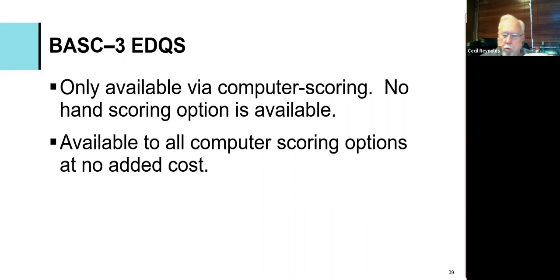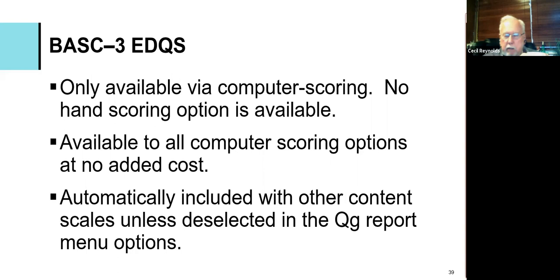It's automatically included with the other content scales unless you deselect it in the Q Global report menu options. So keep in mind that if there are things in the computer scoring report that you don't like, or you don't want other people to see because you don't agree with them being included, or don't think they're reliable or valid or relevant to your practice, you can deselect those in the menu option. And the EDQS are a set of scales that you can deselect if you don't want to use them.